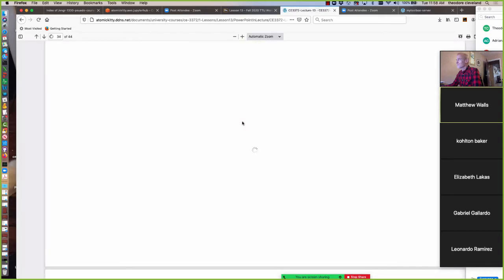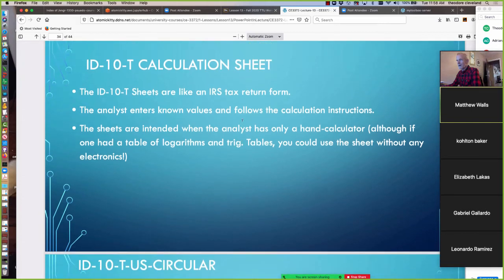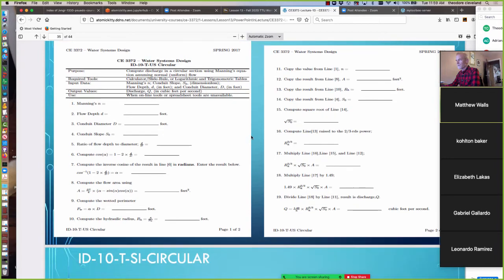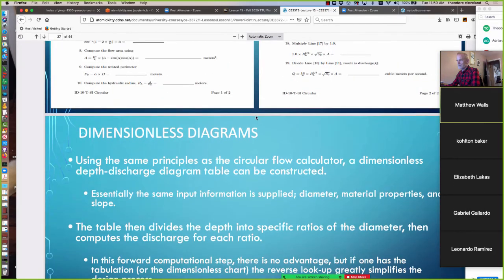So let's return to the presentation. So those sheets are intended if you have just a hand calculator, although I've used earlier versions of that I made back when I was in college. All you needed was a table of logarithms and a pencil and a flashlight if you want to do it at night, and you could do those calculations with just those tools. So here's an example of the sheets in U.S. customary and SI.